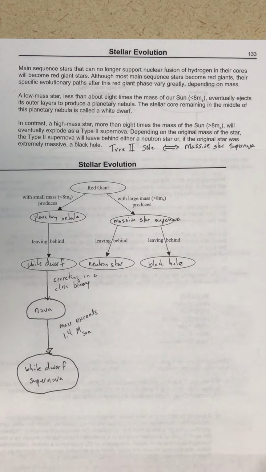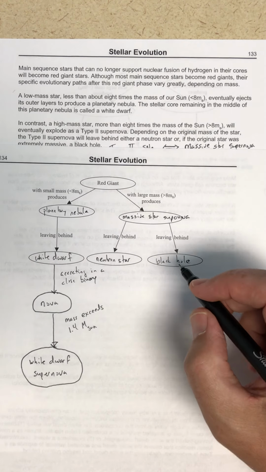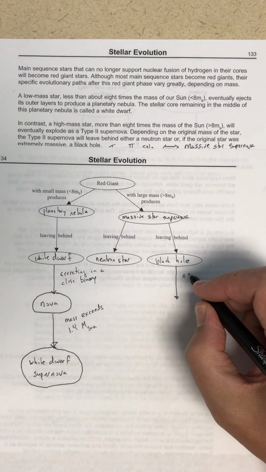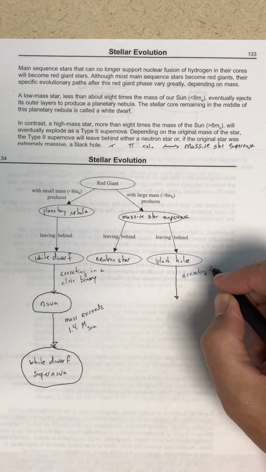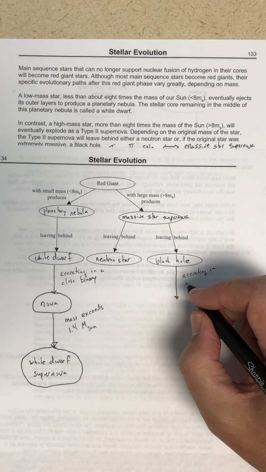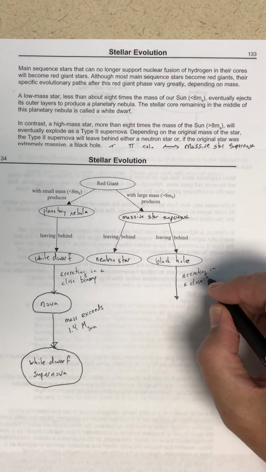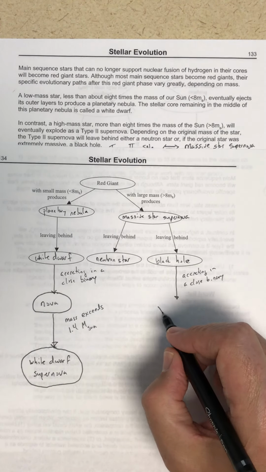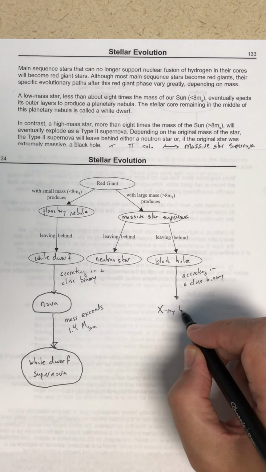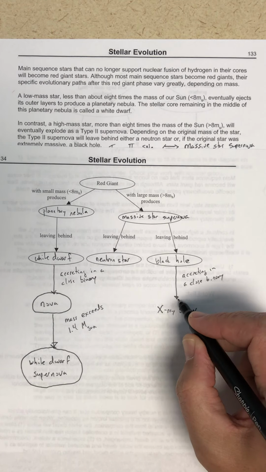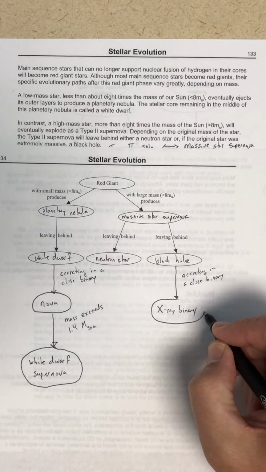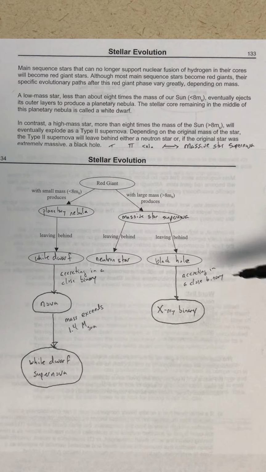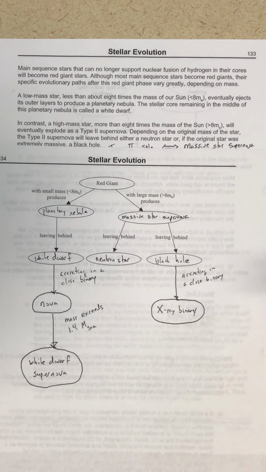So for a black hole, if a black hole is accreting in a close binary, what will you detect? You will detect what's called an X-ray binary. So I realize it's not part of the worksheet, but it is also true that a neutron star accreting in a close binary will also appear as an X-ray binary.